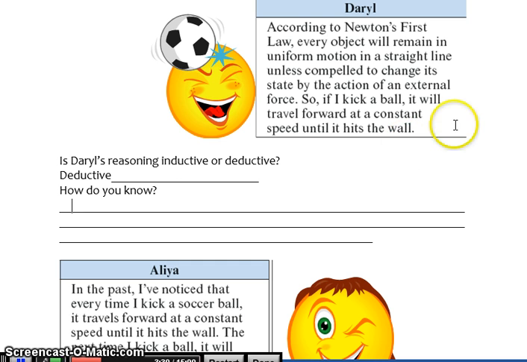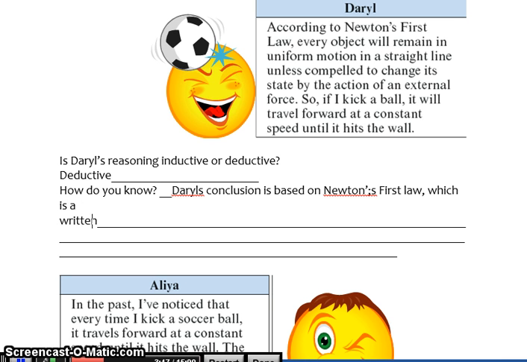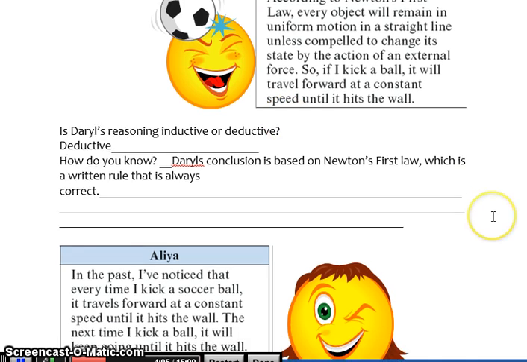How do we know? We know because Daryl's conclusion is based on Newton's first law, which is a written rule. And that written rule is always correct. So because he's basing it on a law or a written rule, we know that this is deductive reasoning.